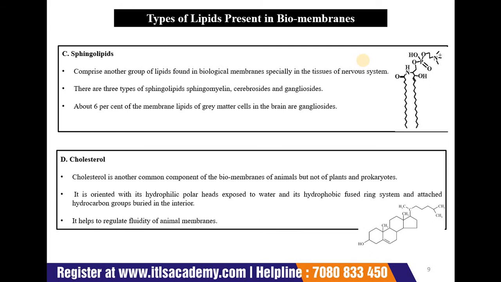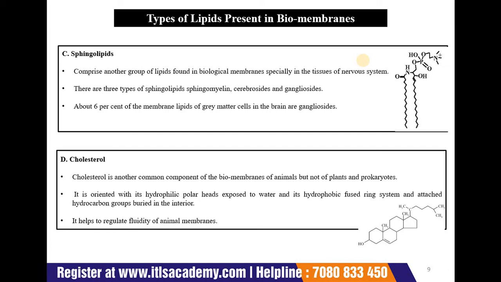Now we have another which is sphingolipids. This is the most abundant in mammalian tissues. They have phosphorylcholine which is esterified at the C1 carbon. It comprises another group of lipids found in biological membranes, especially in the tissues of the nervous system. There are three types of sphingolipids: sphingomyelin, cerebrosides, and gangliosides. And about 6% of the membrane lipids of gray matter of the cells in the brain are gangliosides.